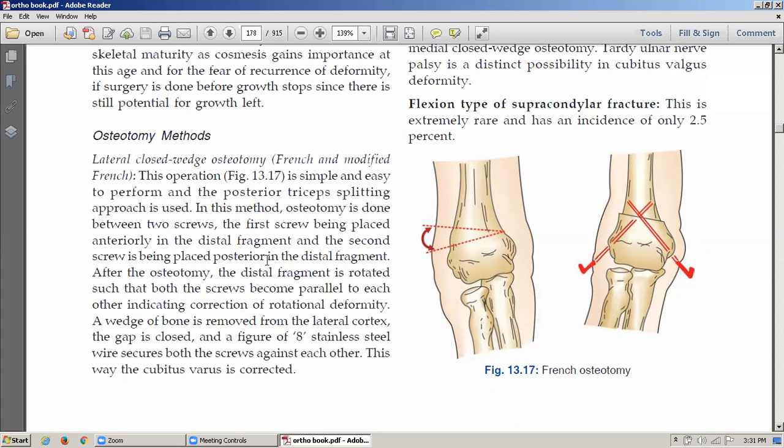After the osteotomy, the distal fragment is rotated such that both of the screws become parallel to each other, indicating correction of the rotational deformity. A wedge of bone is removed from the lateral cortex, the gap is closed, and a figure of 8 stainless steel wire secures both the screws against each other, and this way the cubitus varus is corrected.